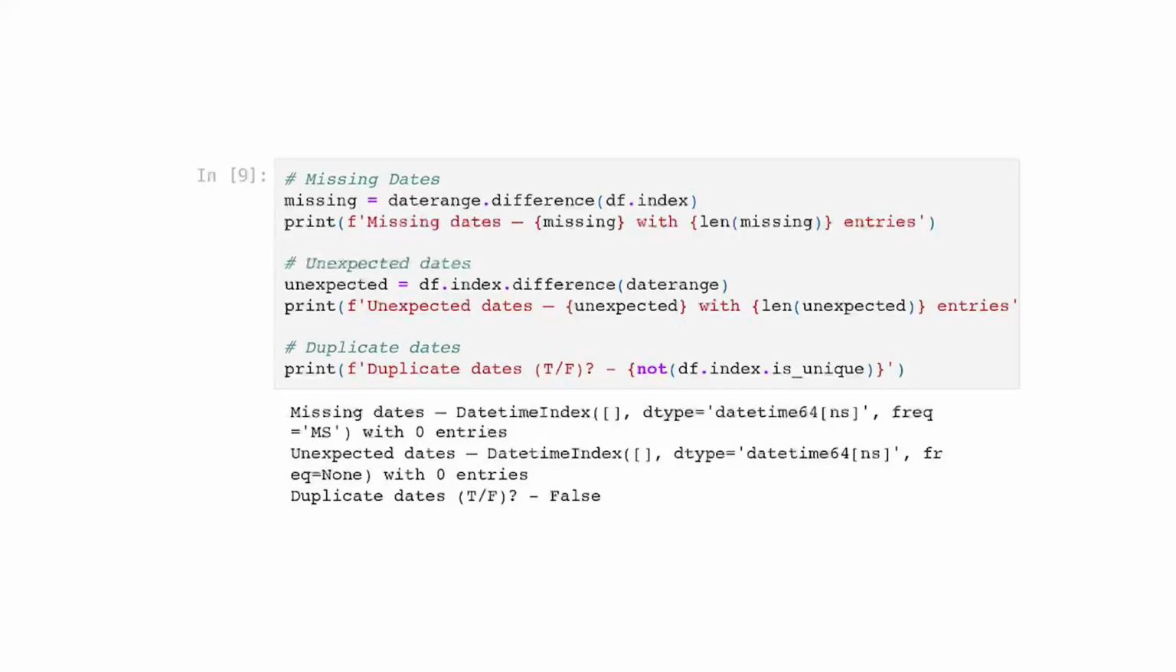Once we have programmatically generated our final date range, it's quite straightforward to check for each of the three common problems that you would find in our datetime index. For example, missing dates are those dates that are absent in our index but are present in the final expected range. Unexpected dates are those dates that should never have been there to begin with, which means they are absent in the expected final range but are present somehow in our index. And duplicates are even more straightforward. They are non-unique entries of dates in our datetime index.